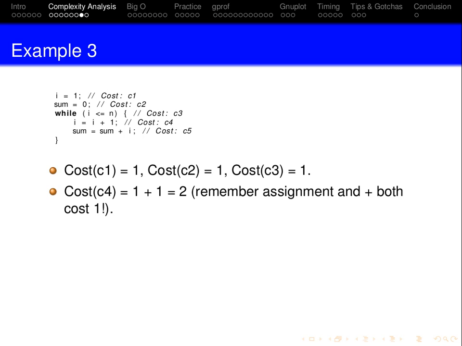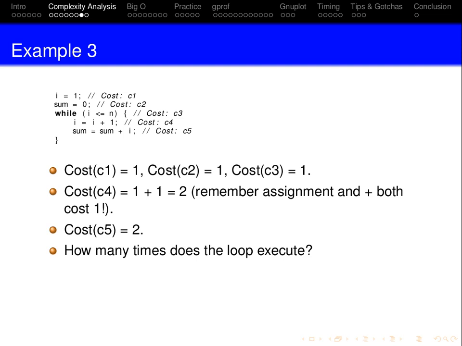How are we going to do this loop? Well, go ahead and look at it. Cost of C5 is 2. Oh, yeah. How many times does a loop execute? Yeah, so n hasn't been defined. I haven't showed you what n is. That's part of the problem. It does it n times, right? Yeah. It's going to execute it n times.